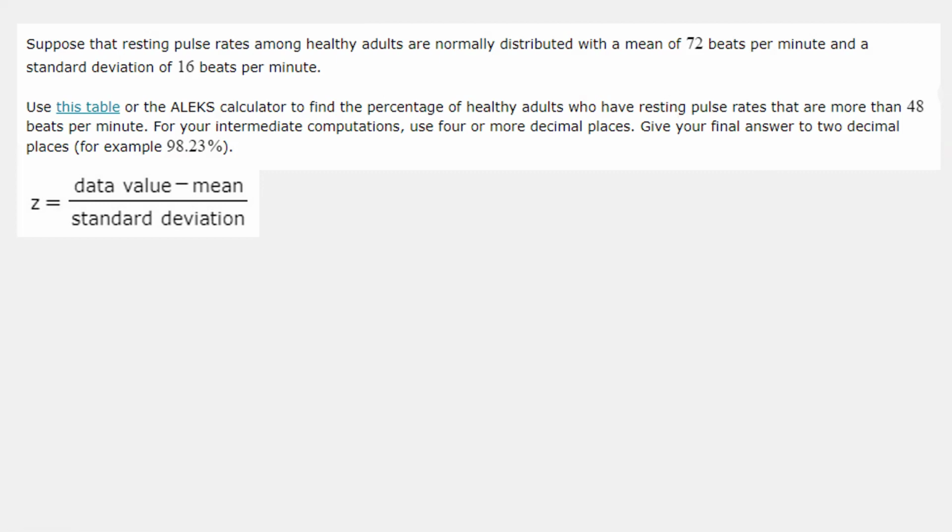This is not a probability yet. This is just the tool we use to find it. So if we're using the table, we want to do this first. We do the data value minus the mean divided by standard deviation. Then we get that value. So 48 minus 72 over 16 is negative 1.5.